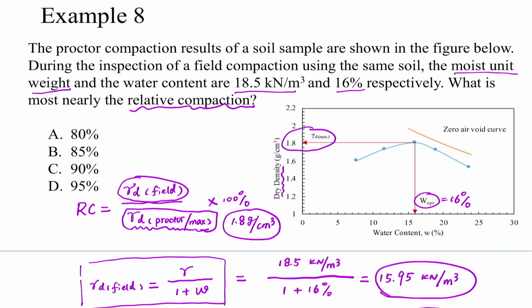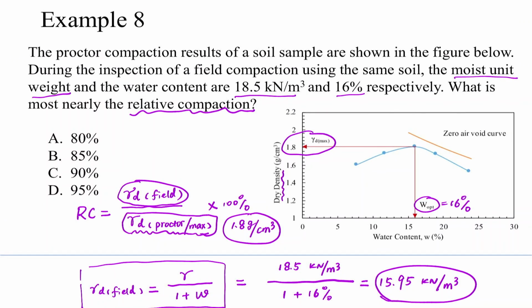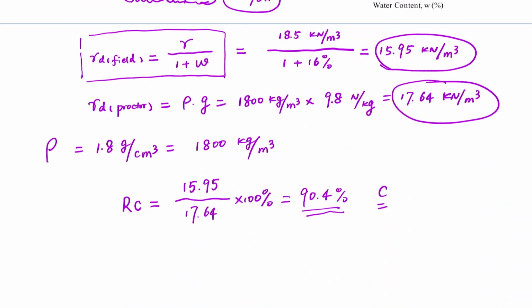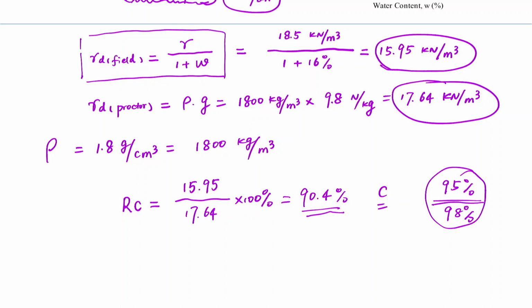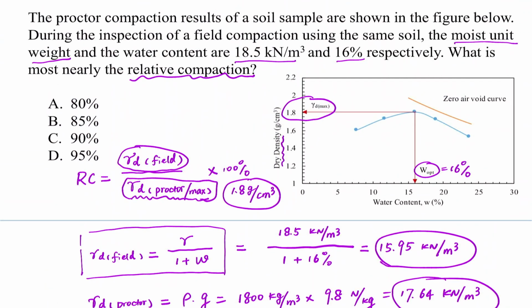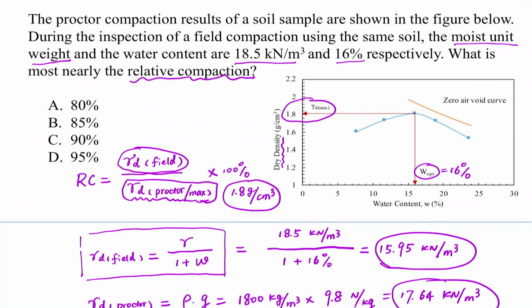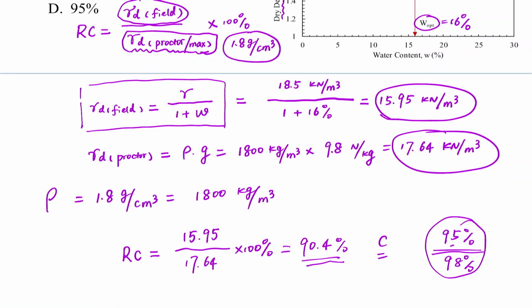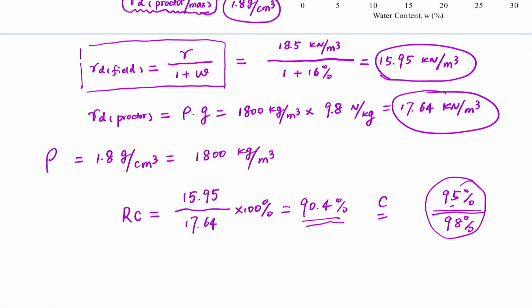Okay, so 90%, this is not a great number. Typically, in a lot of field compaction specifications, we would see a number like 95%. Sometimes you would see a number like 98%. So that is usually the target. So 95% is probably a more common one. So it looks like the field compaction was not really good for this scenario. Okay, so that is it for problem number 8.